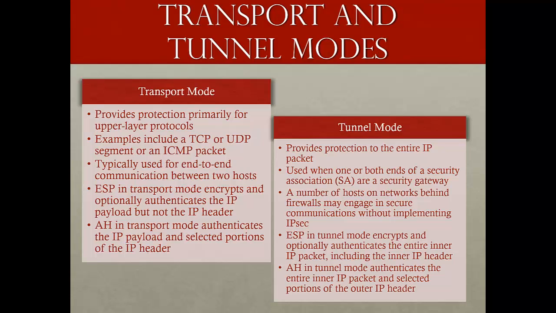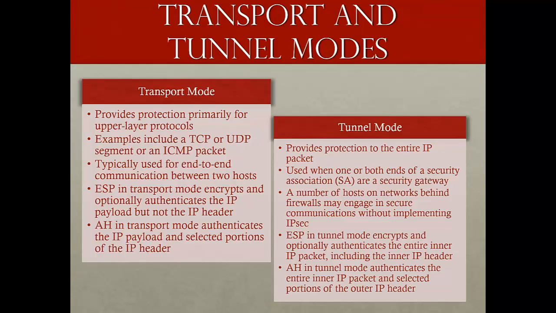When a host runs AH or ESP over IP version 4, the payload is the data that normally follows the IP header. For IP version 6, the payload is the data that normally follows both the IP header and any IPv6 extension headers that are present, with the possible exception of the destination options header, which may be included in the protection. ESP in transport mode encrypts and optionally authenticates the IP payload, but not the IP header.